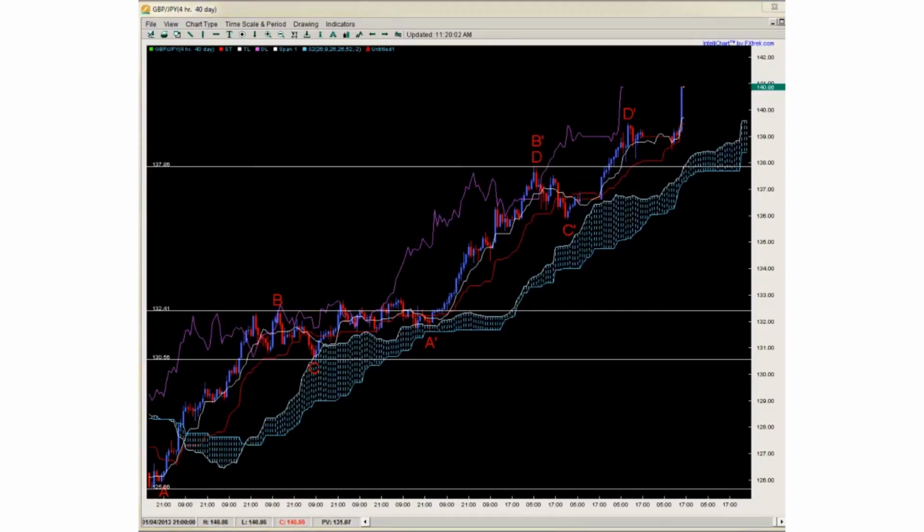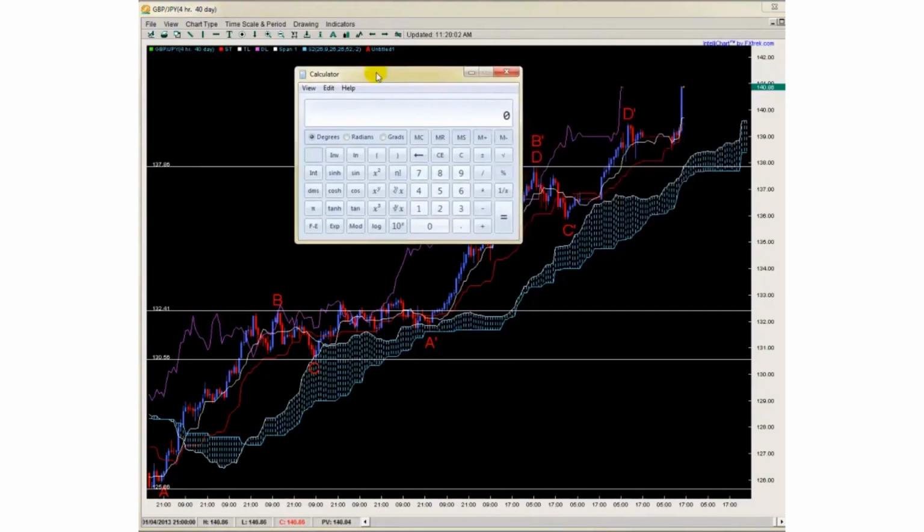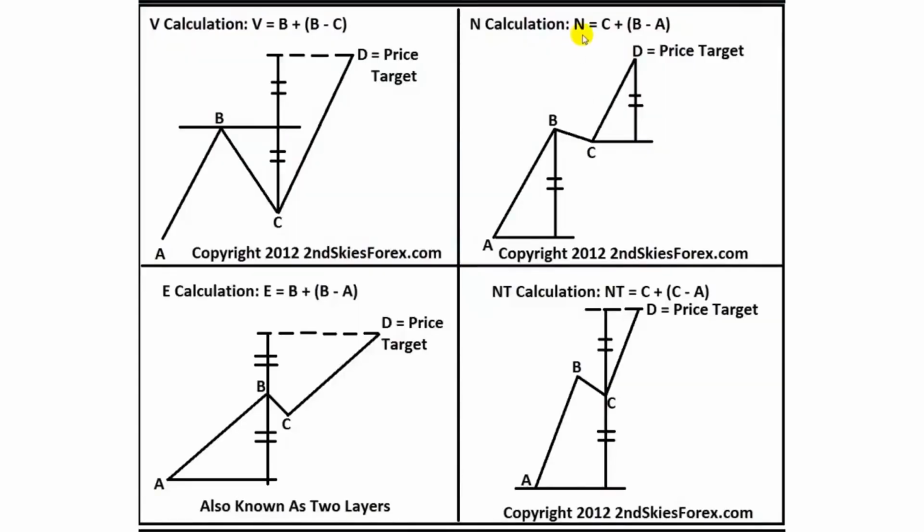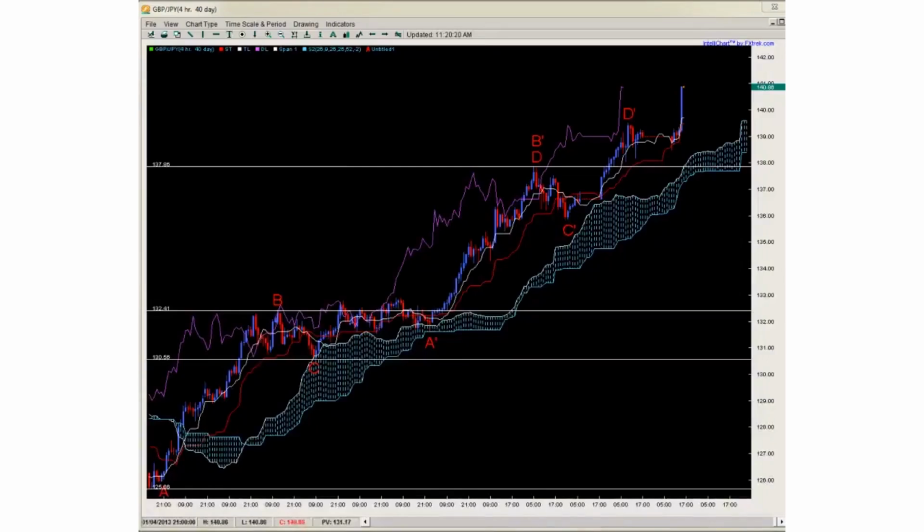subtracting A from B, what we need to do is bring in a calculator. I'm doing these calculations right in front of you. So A is 125.66, B is 132.41. So we take 132.41 minus 125.66, and we get 6.75. Okay? So we have 6.75, remember that. And then we go back to the calculation, and we need to add this to C. So from here, what is C? C is our pullback level.